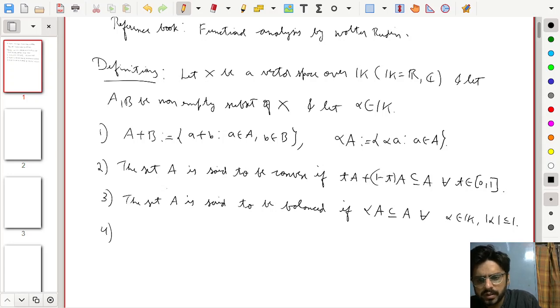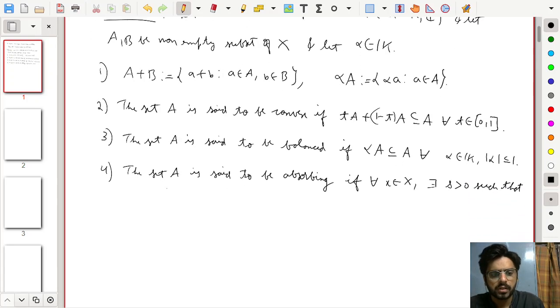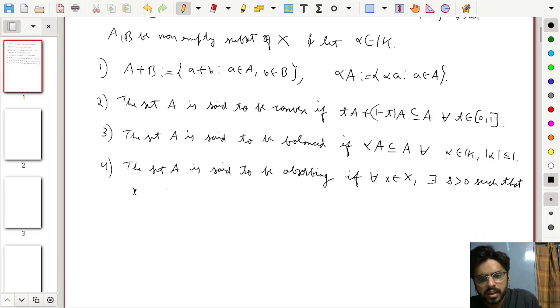My fourth definition is the following. The set A is said to be absorbing if for every x in X there exists an s positive such that x belongs to sA.